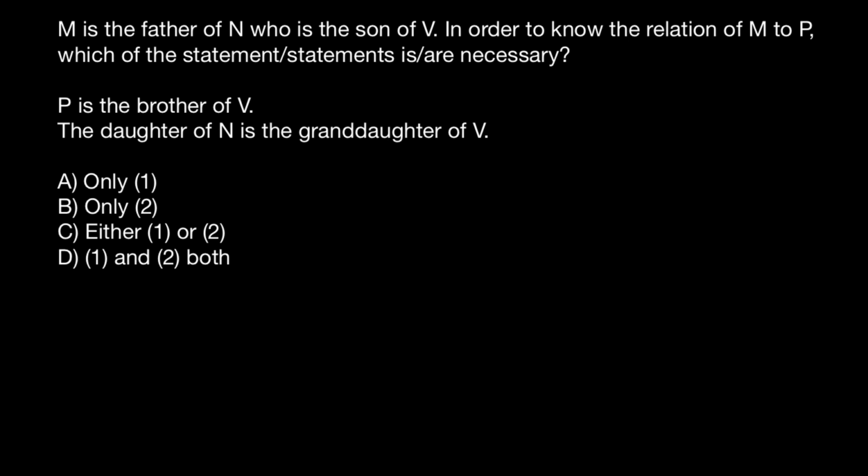M is a father of N, who is the son of V. In order to know the relation of M to P, which of the statement or statements is or are necessary. Statement number 1, P is a brother of V. And statement number 2, the daughter of N is the granddaughter of V. And you have to choose the correct answer.